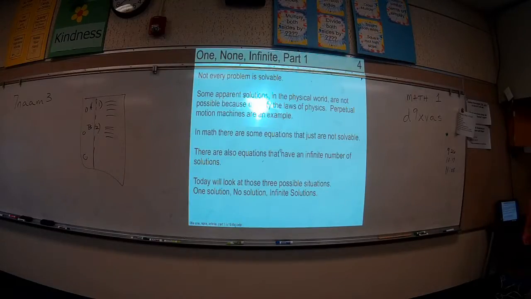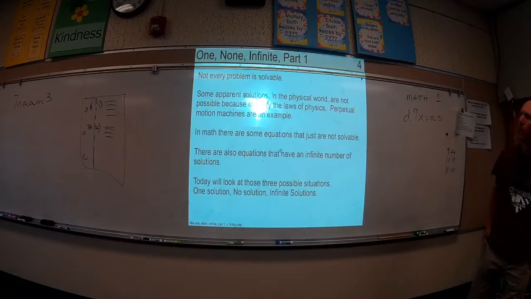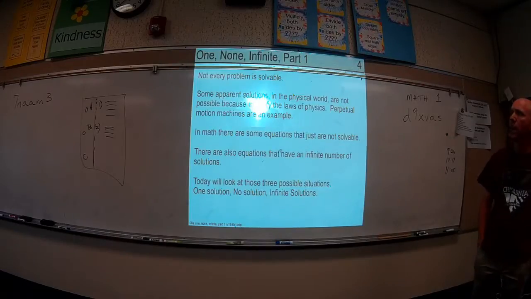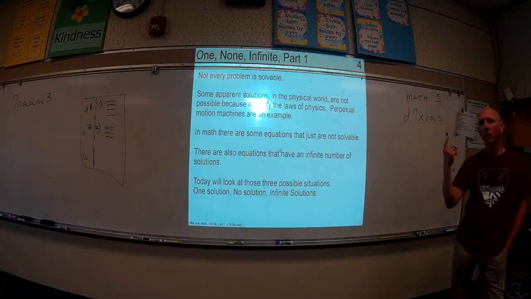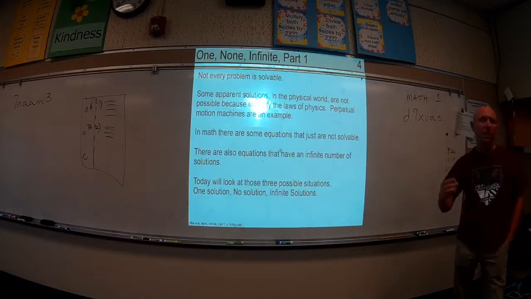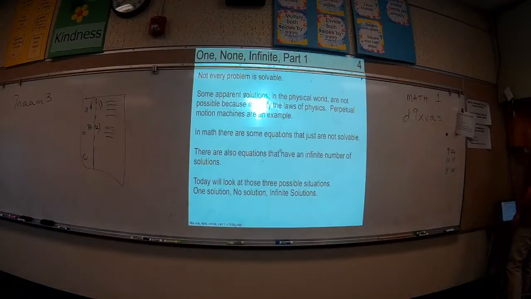Not every problem is solvable. Some apparent solutions in the physical world are not possible because they defy the laws of physics. Perpetual motion machines are an example. In math, there are some equations that just are not solvable. There are also equations that have an infinite number of solutions. Today we're going to look at the idea of no solution, infinite solutions, and one solution. The 3 possibilities that could occur.